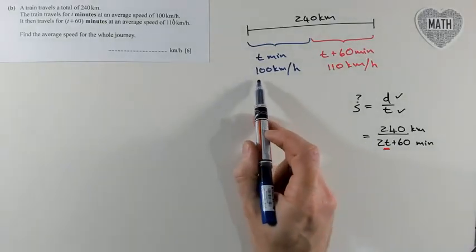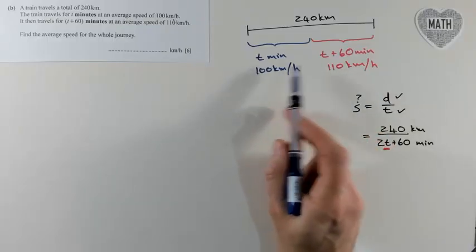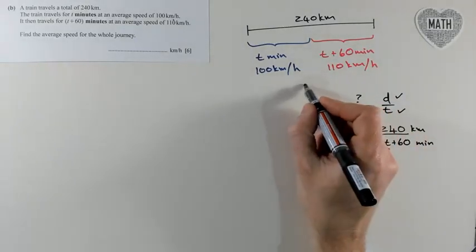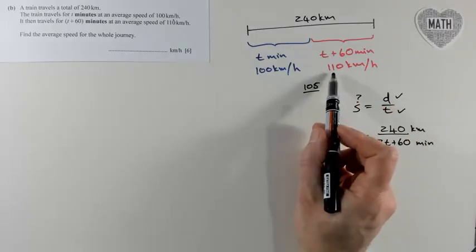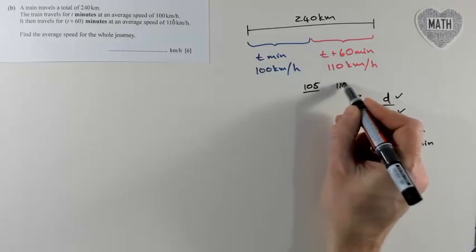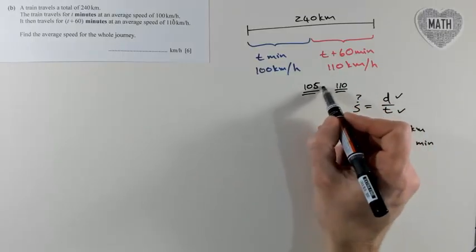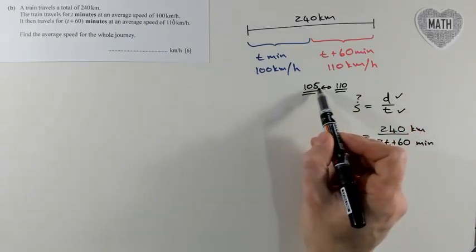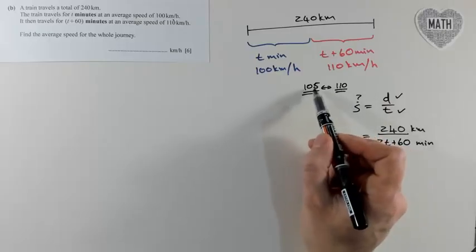Before we work it out, I'm just going to do a quick estimate. The slowest speed is 100 kilometers per hour and the fastest speed is 110. If both times were the same, I would guess the average speed would have been 105. But because it's traveling longer at 110 kilometers per hour, I'm assuming, as an estimated guess, the average speed at the end is going to be between 105 and 110. Obviously less than 110 and more than 105.